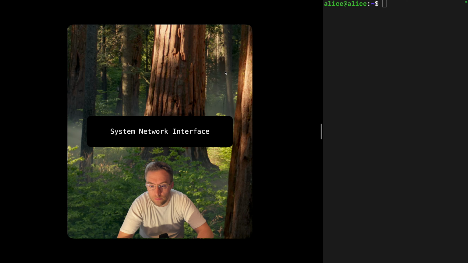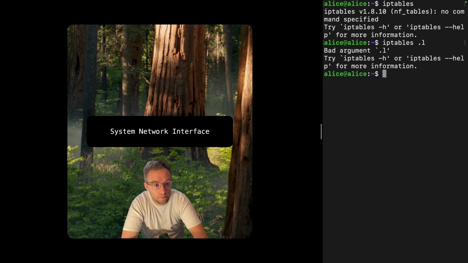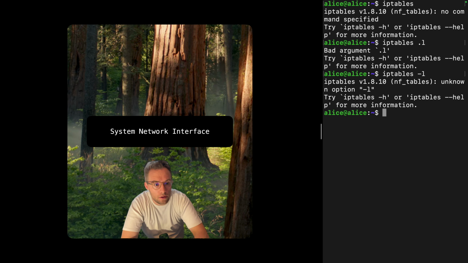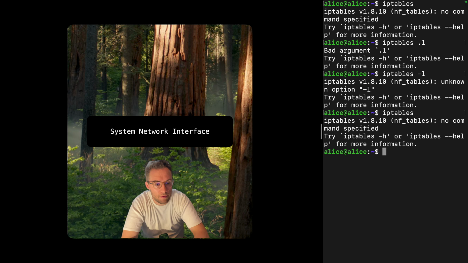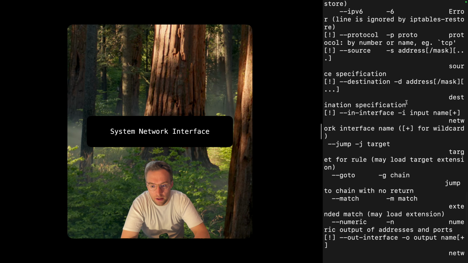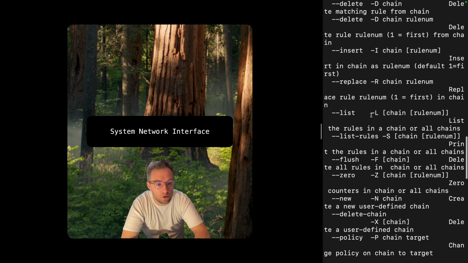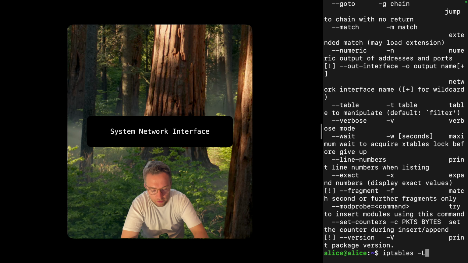So, let's try to write a command here called iptables. Let's try here, the man page. This is something that we use to configure the network interface like a firewall. So if we have iptables, we can use the big L. Let's try to use that.